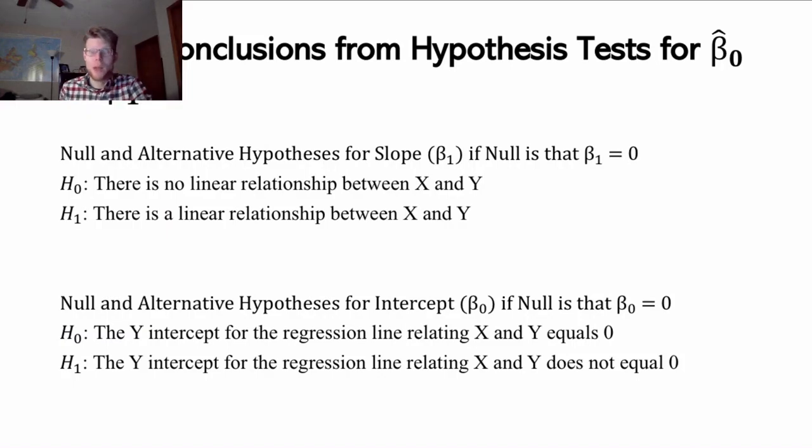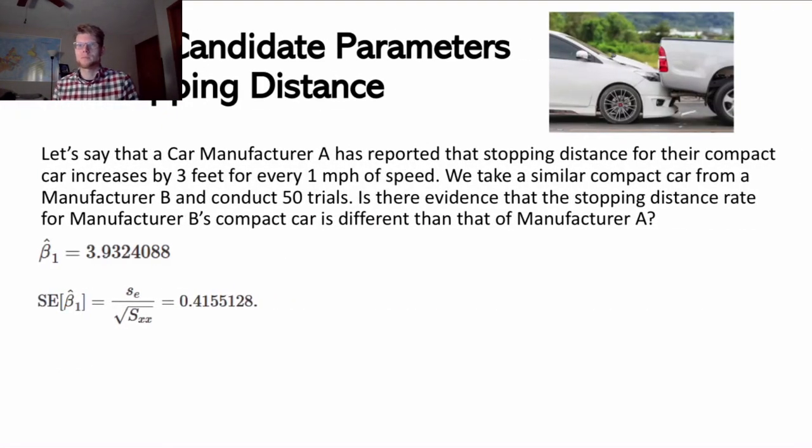If I'm doing a hypothesis test with the slope, then I'm making a statement about whether or not there's really a linear relationship between x and y. So the null hypothesis would be saying that there is no relationship, that the relationship between x and y does not actually depend on x, that y is independent of x. And the alternative here would be that there is some kind of linear relationship.